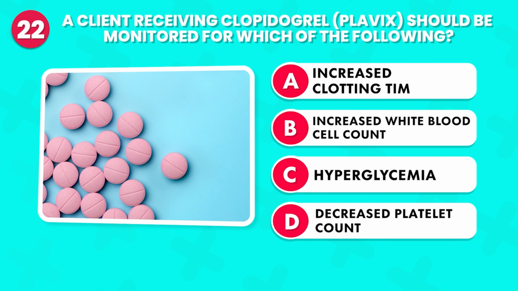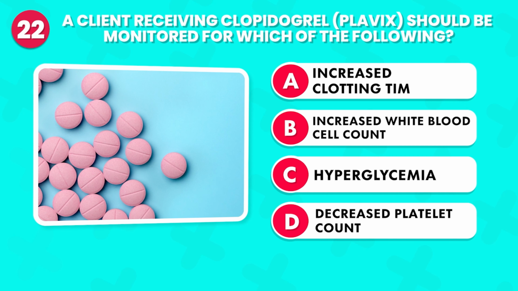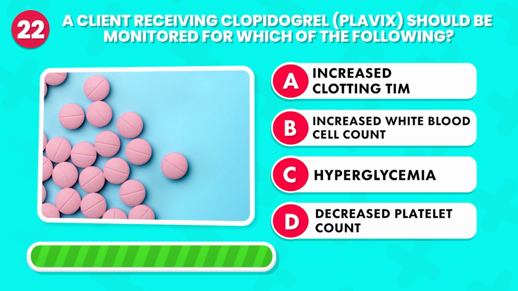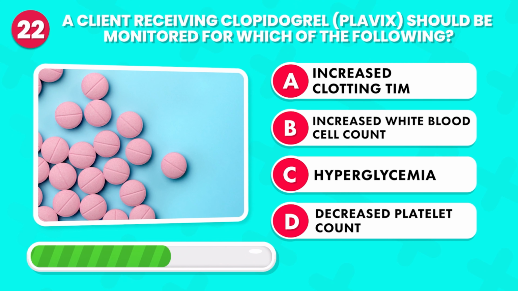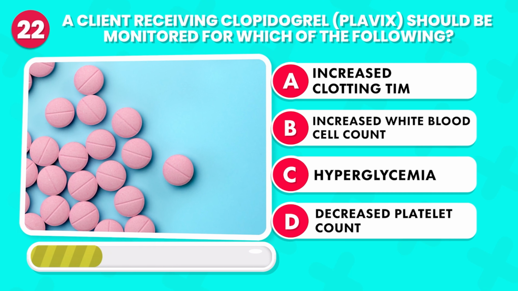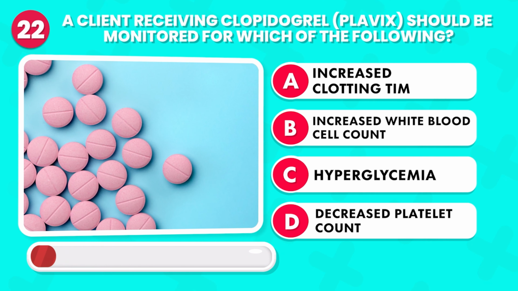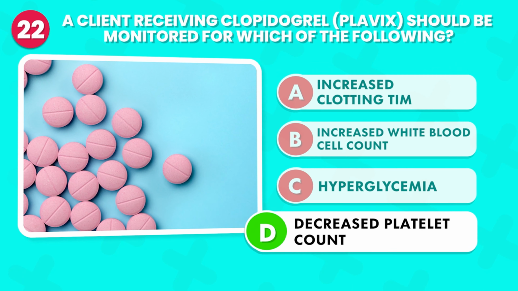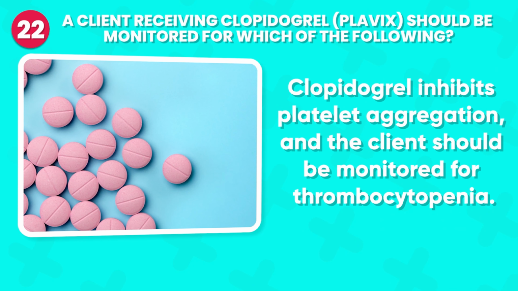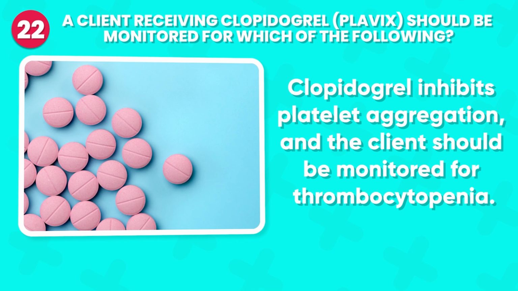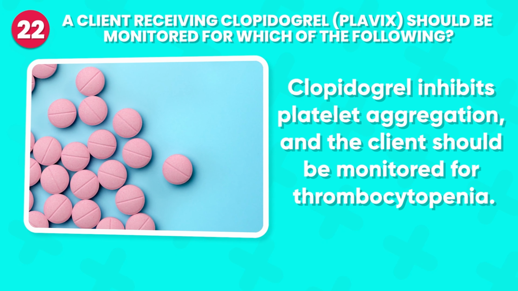A client receiving clopidogrel, Plavix, should be monitored for which of the following? A. Increased clotting time. B. Increased white blood cell count. C. Hyperglycemia. D. Decreased platelet count. It's D. Decreased platelet count. Clopidogrel inhibits platelet aggregation, and the client should be monitored for thrombocytopenia.